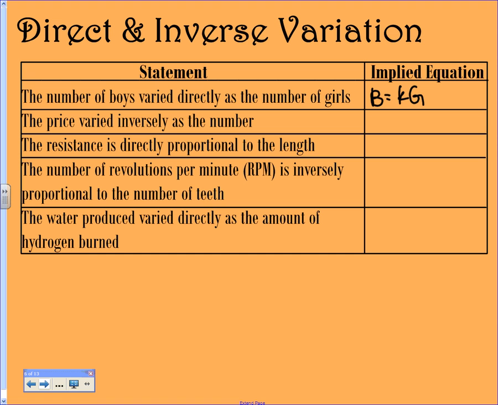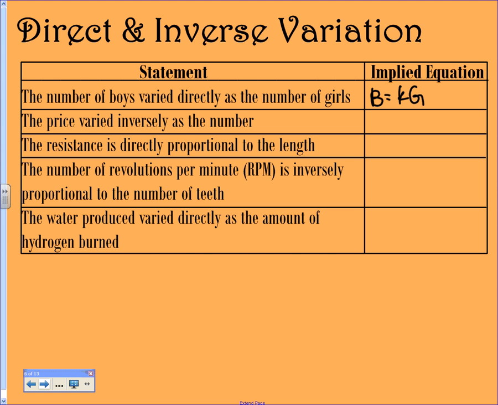Well, okay. Varies is where you put the equal sign. And then directly tells you whether it's being multiplied or whether it's being divided. So when it says varies, you make an equal sign. So who wants to write the equation for the second one? We haven't gotten to using the equation yet. We're just making the equation.